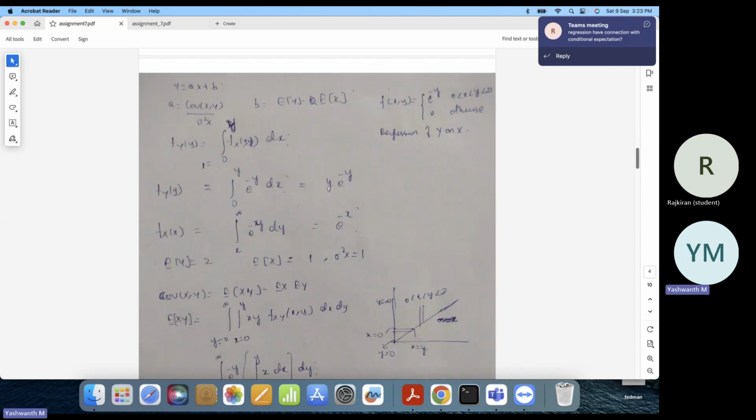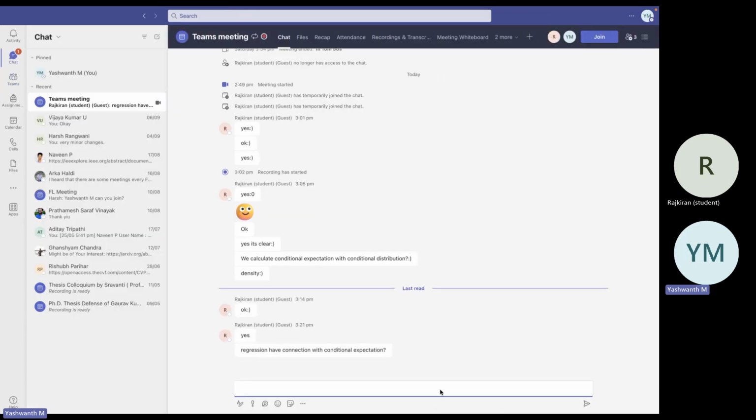Regression, not really. Not really. Not really. But what makes you think that? I want to know.